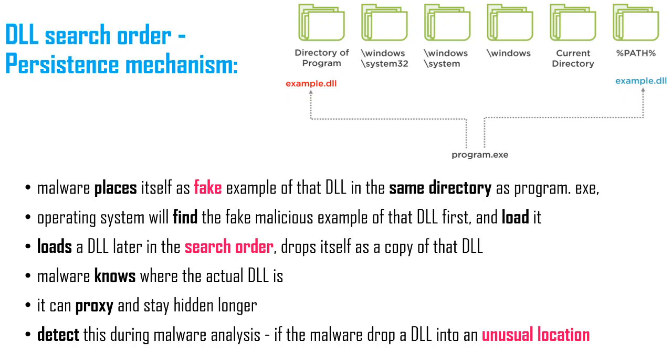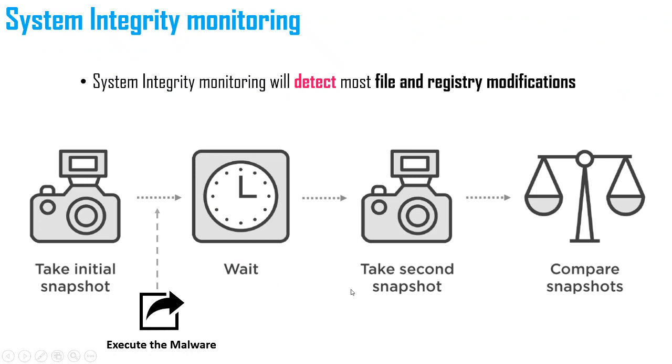So how are we going to detect this? We detect it during malware analysis if the malware drops a DLL into unusual locations. If it is dropping in some other locations, we have to check. Only during malware analysis can we detect that particular malware.